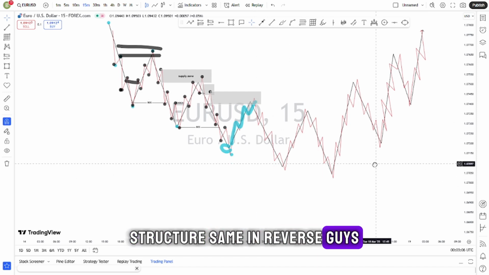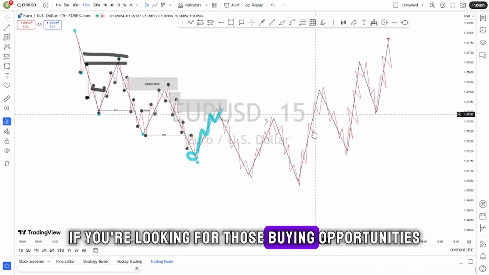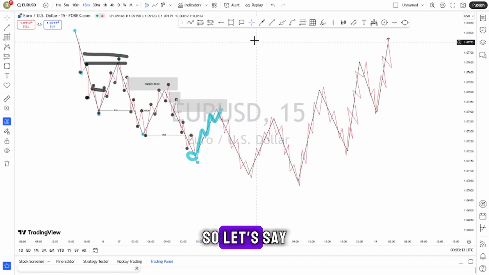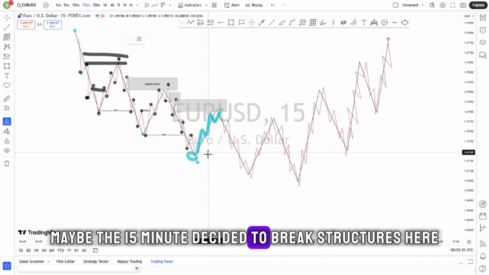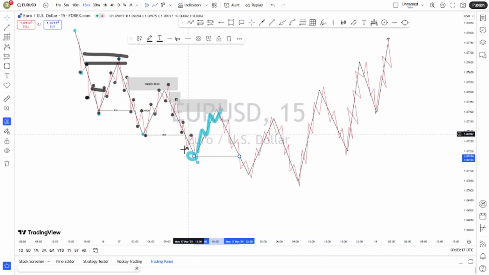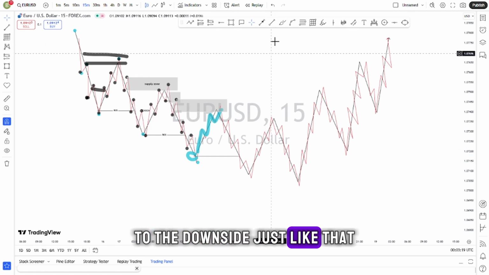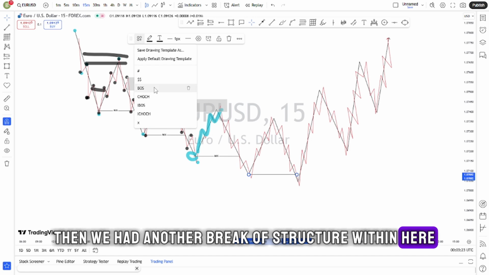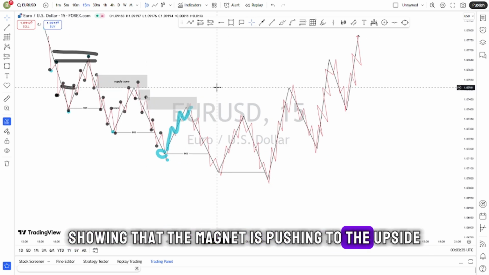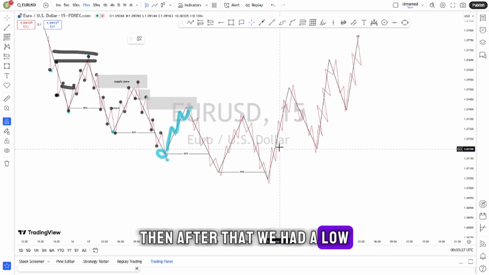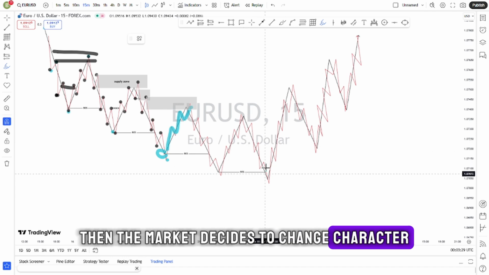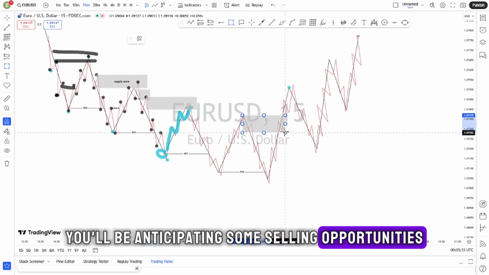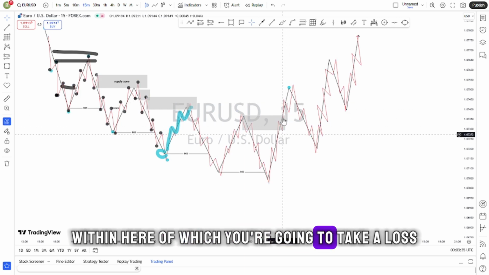Same in reverse, guys. If you're looking for those buying opportunities, I just made an example of selling opportunities. So let's say maybe the 15-minute decided to break structure here to the downside, just like that. Then we had another break of structure within here, showing that the market is pushing to the upside. Then after that we had a low. Then the market decides to change character around this point, and at that point you'll be anticipating some selling opportunities within here, of which you're going to take a loss.